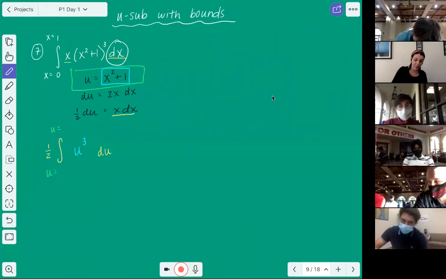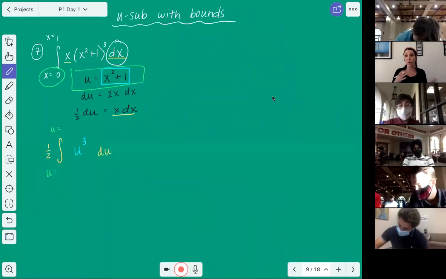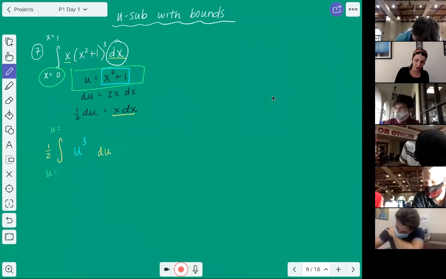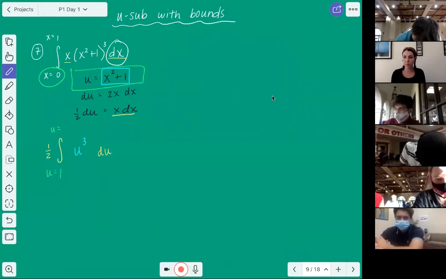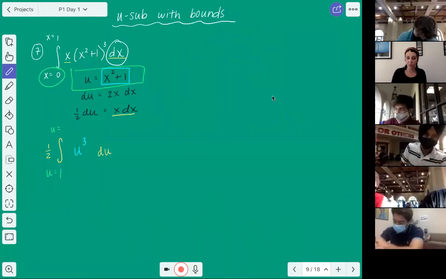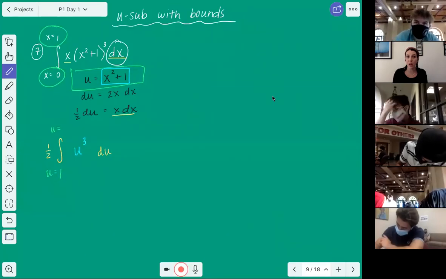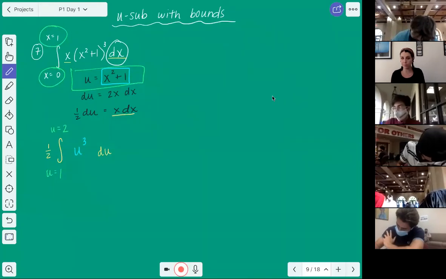So for example, when I have X equals 0, and I want to figure out what the corresponding U is, all I do is plug 0 in for that X. I get 0 squared plus 1, which is equal to 1. For the top bound, when I want to evaluate what U is equal to when X is equal to 1, again, I use that relationship. 1 squared plus 1, I get 2, and that's my top bound, which is 2 now.